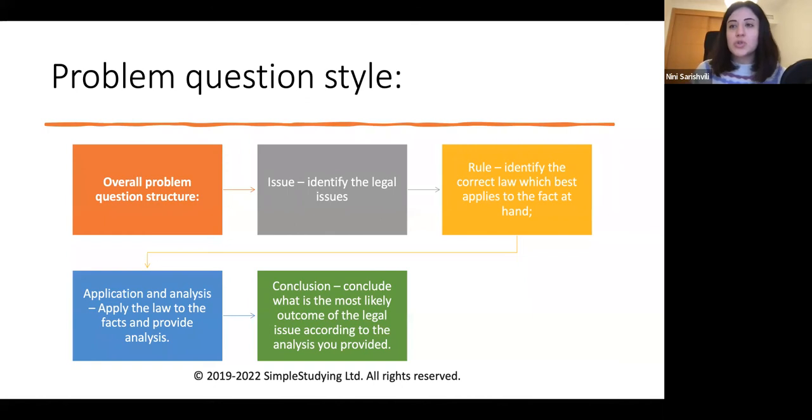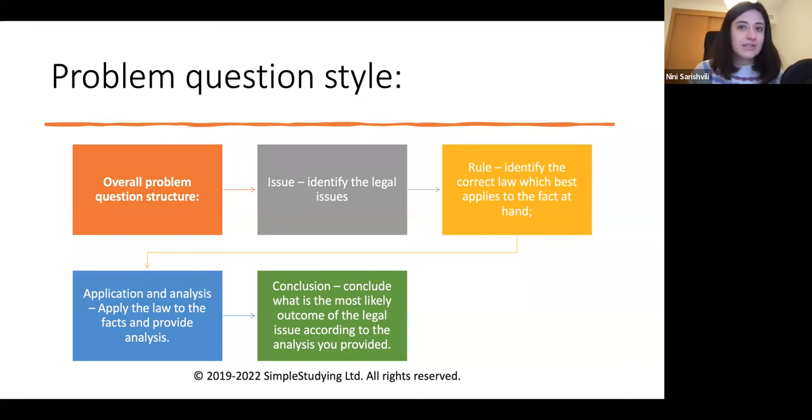This is where you show your legal knowledge, that you're able to not only identify the legal issues, but also discuss the relevant laws that apply to the facts of the case. The application and analysis part is the most challenging one, and you need to practice a lot before you go to the exam to be able to successfully attempt this part of the question. In this part, you need to apply the law to the facts of the case and provide the correct analysis.